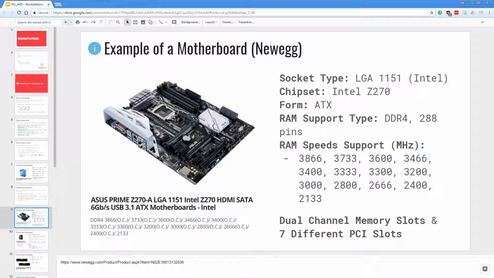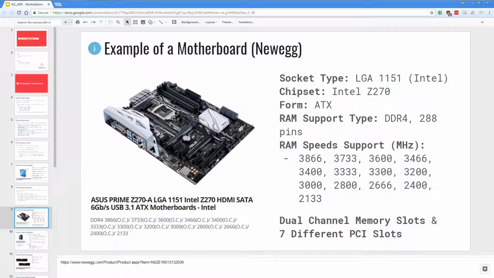Chipset, it comes with Intel Z270, so there are different classifications or different chipsets that come with different motherboards, and you want to research and get the best ones. The form factor of this motherboard is ATX. If you recall, this is the biggest size of motherboard we can get, so our case needs to fit ATX-based motherboards.